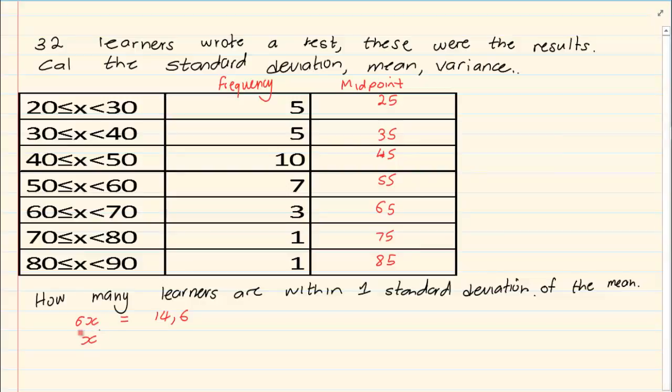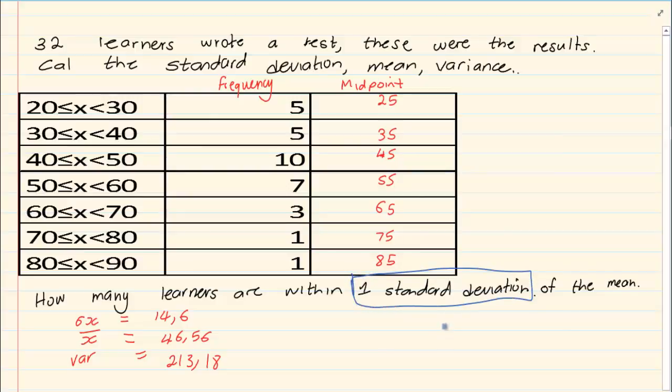Remember, for mean, we are looking for the sign with the X and the line over it, which is equal to 46,56. Then they want the variance. The variance is your standard deviation squared. So we're going to say 14,6 squared, which is going to equal 213,18.